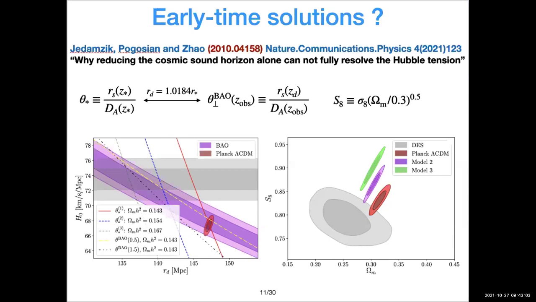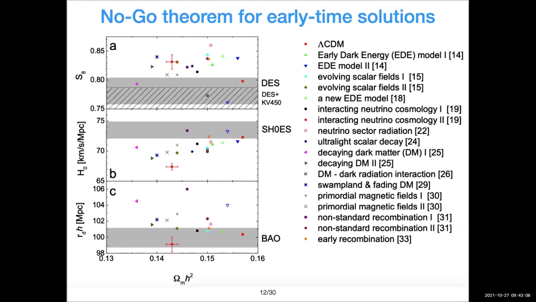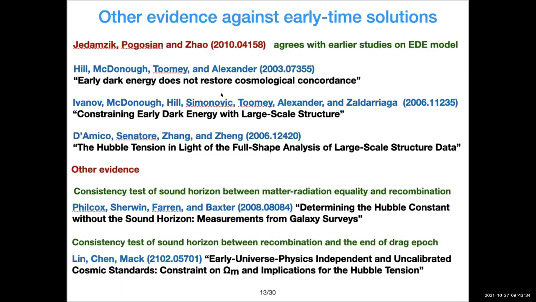And furthermore, there's a very interesting and consistent trend in the data. The model with a low omega_m h^2 either fails to achieve a high H0 or is in tension with the BAO data. And the model with a higher omega_m h^2 will be in tension with the galaxy lensing data. This is a very general argument, and this has already been obtained earlier than that paper in these three papers.